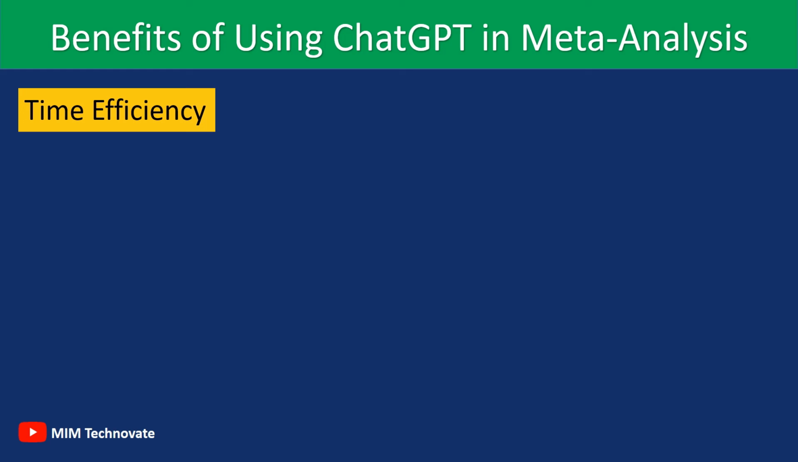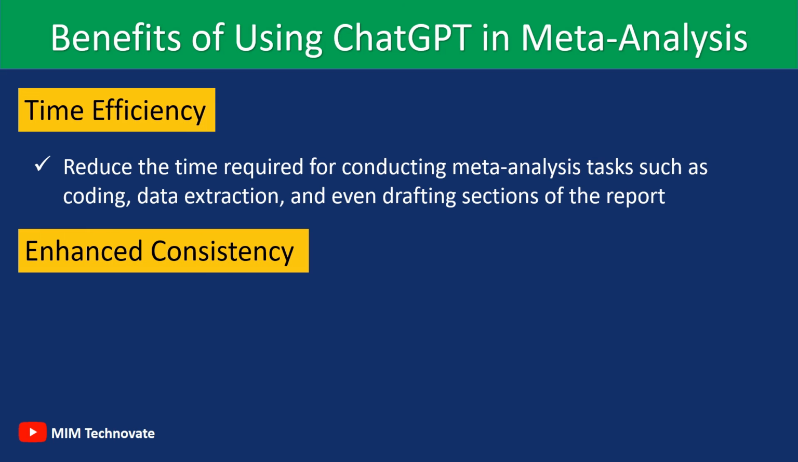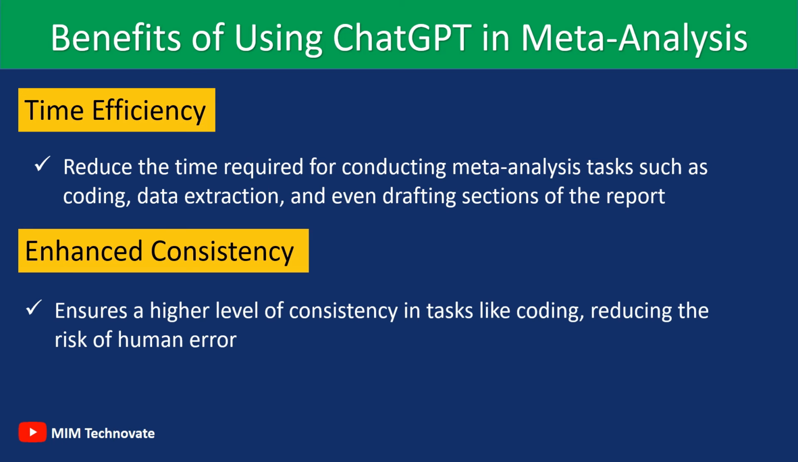Time efficiency. ChatGPT can significantly reduce the time required for conducting meta-analysis tasks such as coding, data extraction, and even drafting sections of the report. Enhanced consistency. The model's consistent application of rules and patterns ensures a higher level of consistency in tasks like coding, reducing the risk of human error.